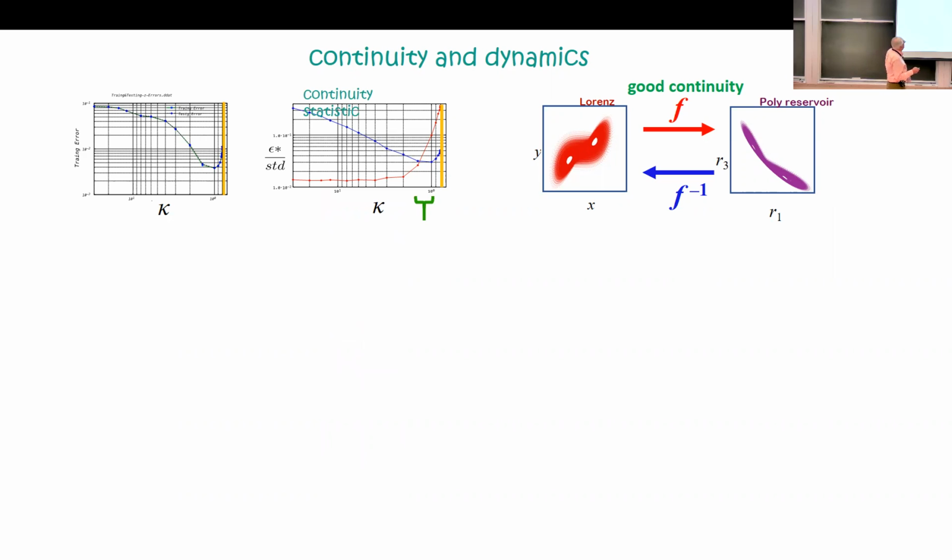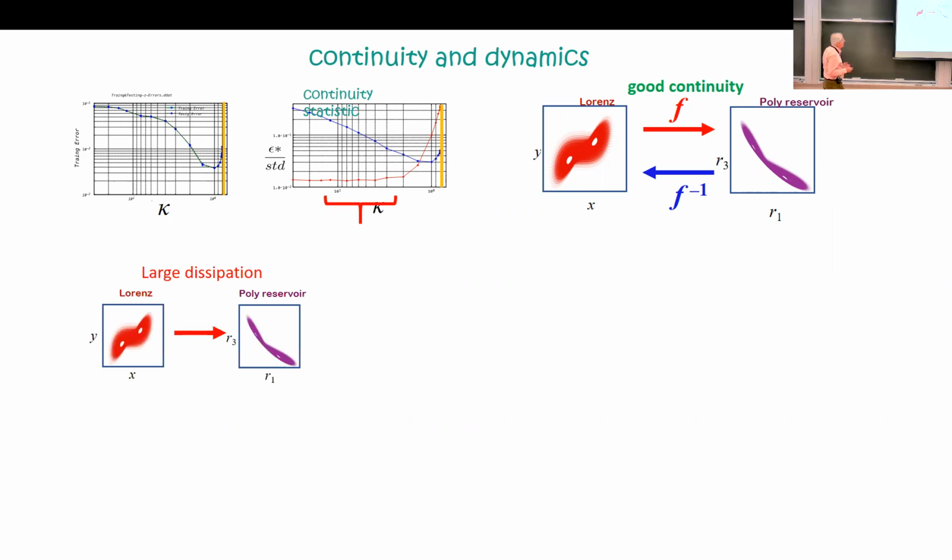So if we operate up in this area where the training error and the continuity statistics are best, we say we get good continuity, and in fact we do get low errors when we train on the data. If we look at where there's a lot of damping, we actually found that the continuity statistic goes down, but that means there's large dissipation going into the reservoir. The reservoir has a lot of dissipation, and you're losing information. And so you're not going to get a good statistic going back. The reservoir computers are squeezed down to a small region.